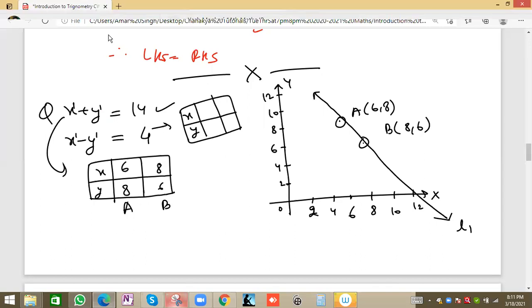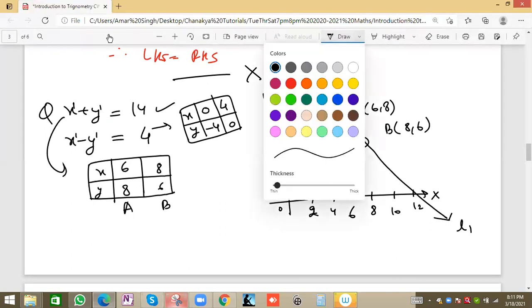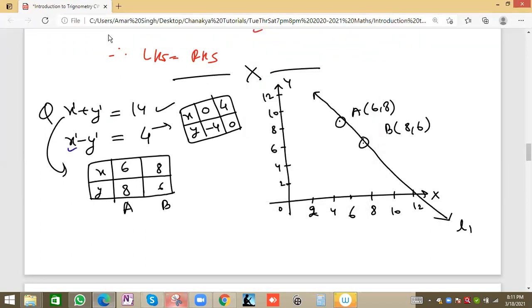Now again x, y. If we take the x value as 0, then the y value will be minus 4, not 4, minus 4. And if we take the y value 0, then x will be 4. These are the two values basically. So if we take x as 0, y will be -4. If you take y as 0, then x will be 4.